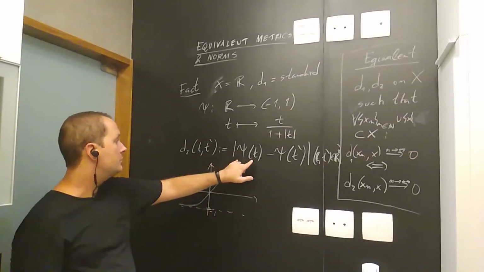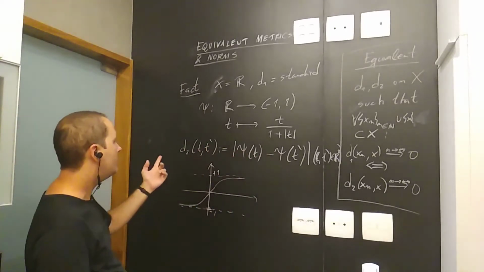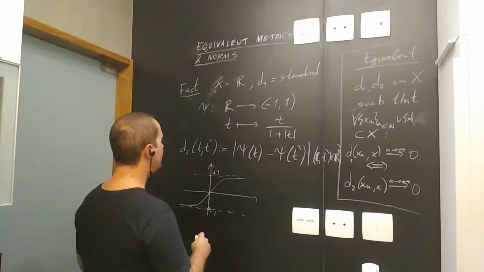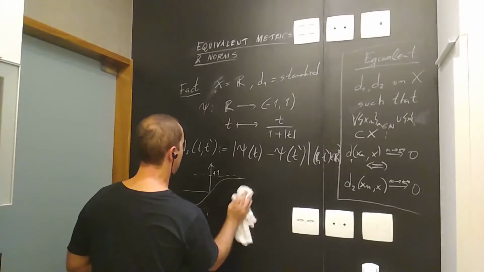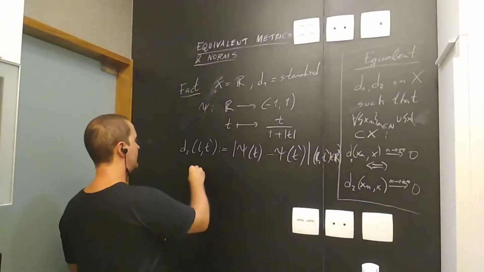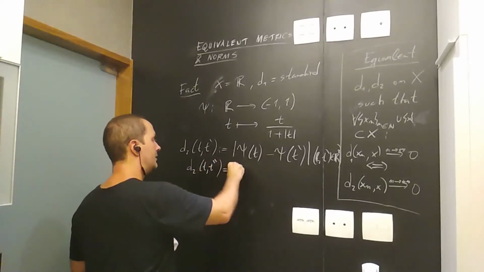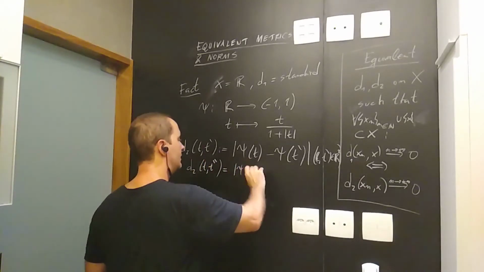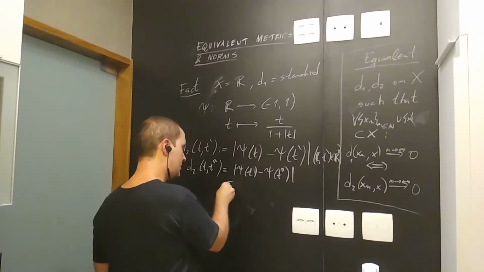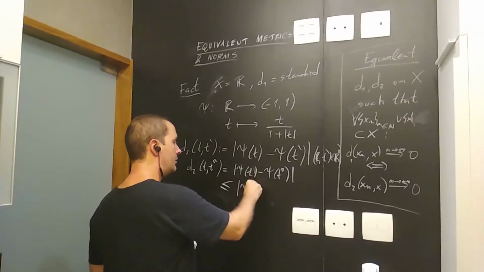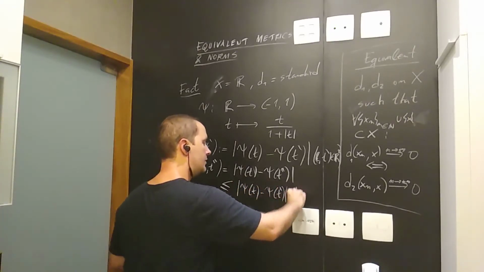Well, symmetry is also true, right? Because if I flip t and t prime here, I just flip here. And the triangle inequality, well, it's really no big deal. It basically boils down to the fact that for t and t double prime, this is psi of t minus psi of t double prime, which is less than or equal to, by the standard triangle inequality of the real line, the sum.